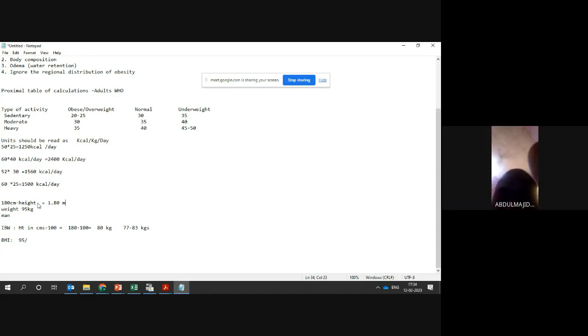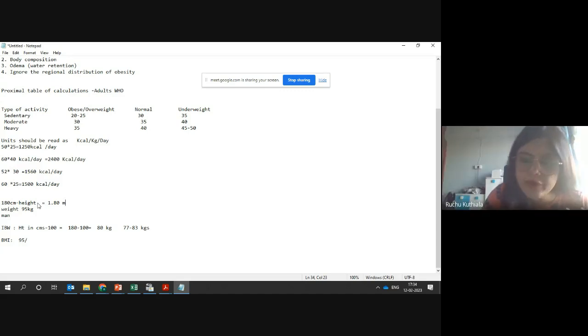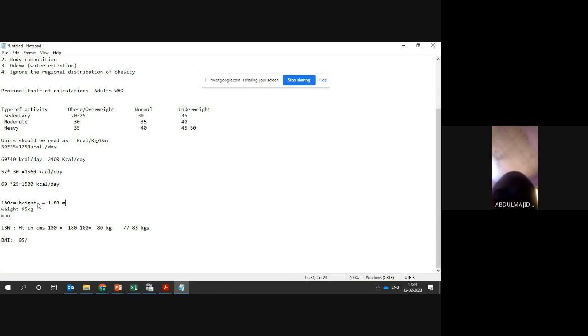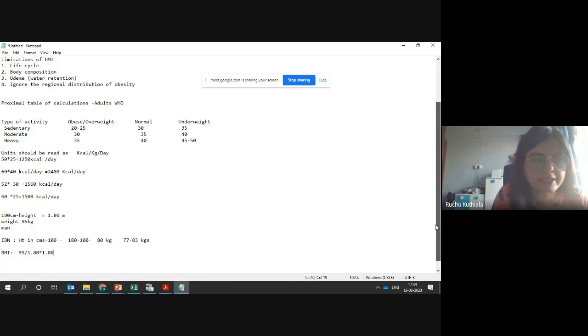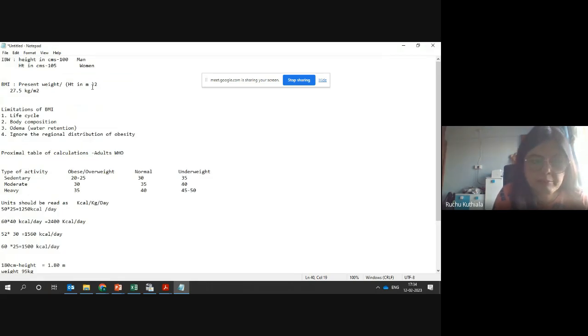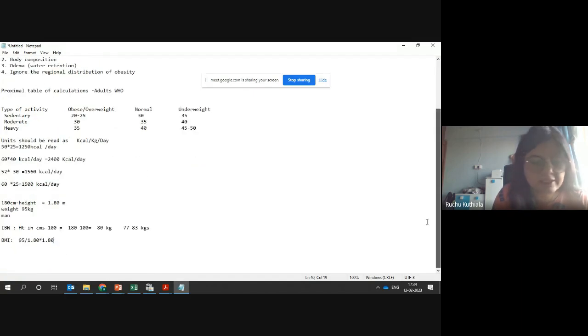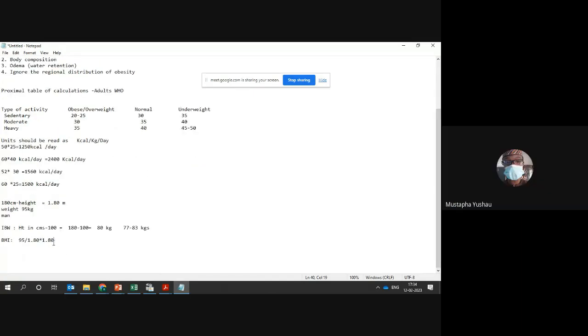Is it clear now? 1.80 where it has come from. We divide 180 over 100. So we do 1.80 multiplied by 1.80, because do you remember? I take you back again. It is meter, but this whole is under the square. That is the reason I'm doing 1.80, 1.80.